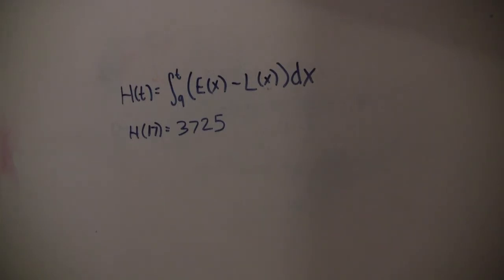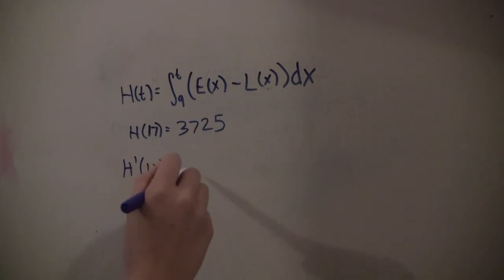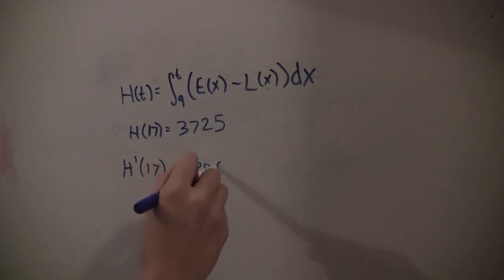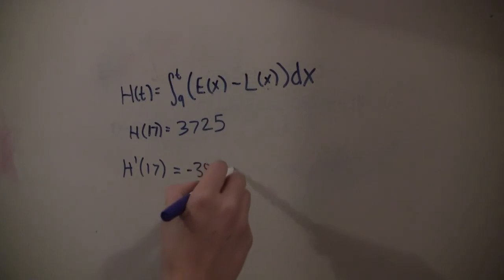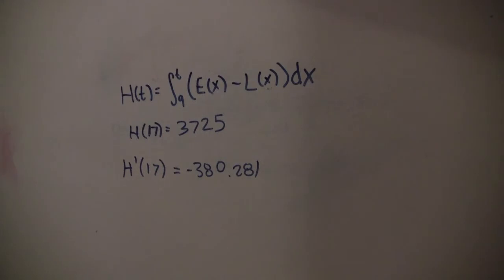It asks you to find the value of h prime of 17 and explain the meaning of h of 17 and h prime of 17 in the context of the park. For this problem, we aren't worried too much about solving it so much as understanding what h of 17 and h prime of 17 mean. We would get that h prime of 17 is equal to negative 380.281 because you always round to 3 decimal places on the AP test unless otherwise told.